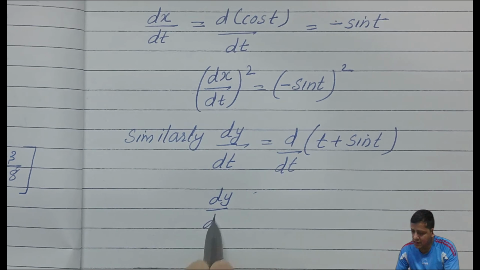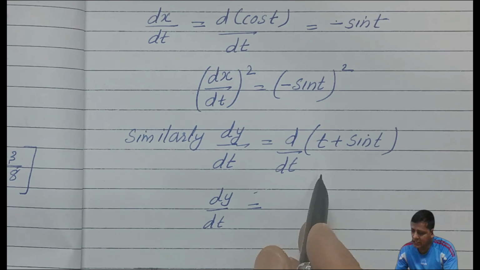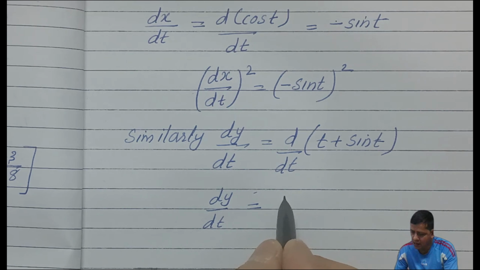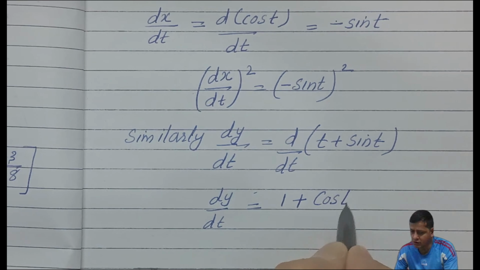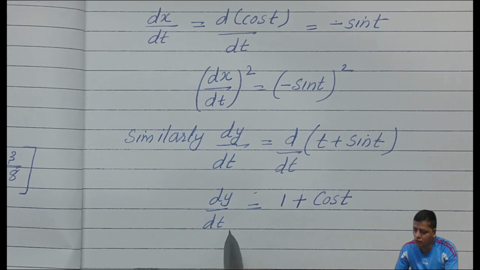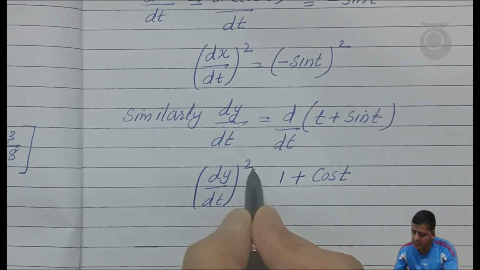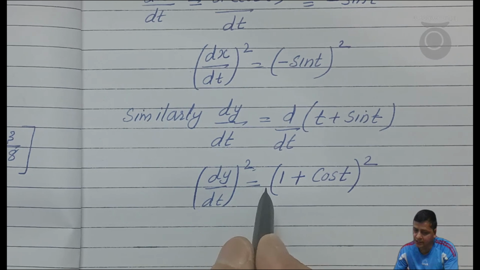You get the value dy by dt is equal to, for t, the differentiation of t is 1, and then sin t gives cos t. So 1 plus cos t. But here also we need the whole square, so let's put this also as a square, as well as the earlier one. So now we got the things to be replaced.